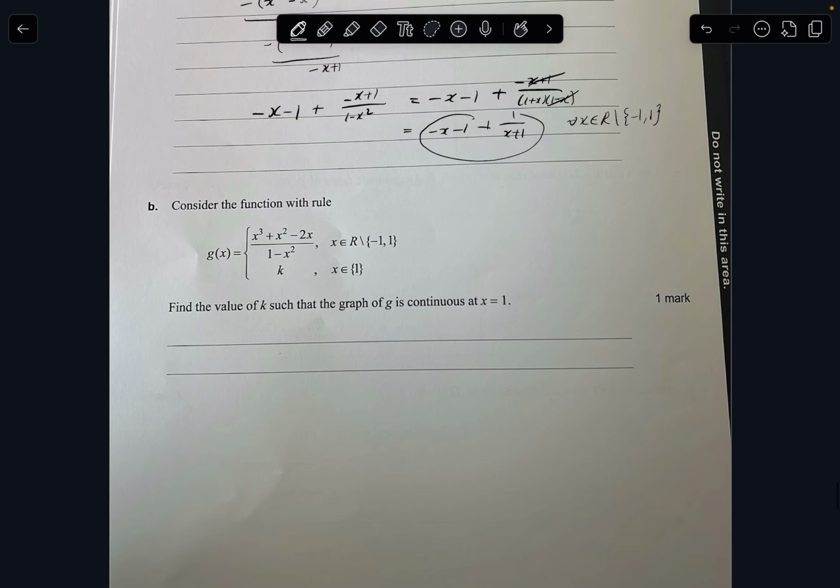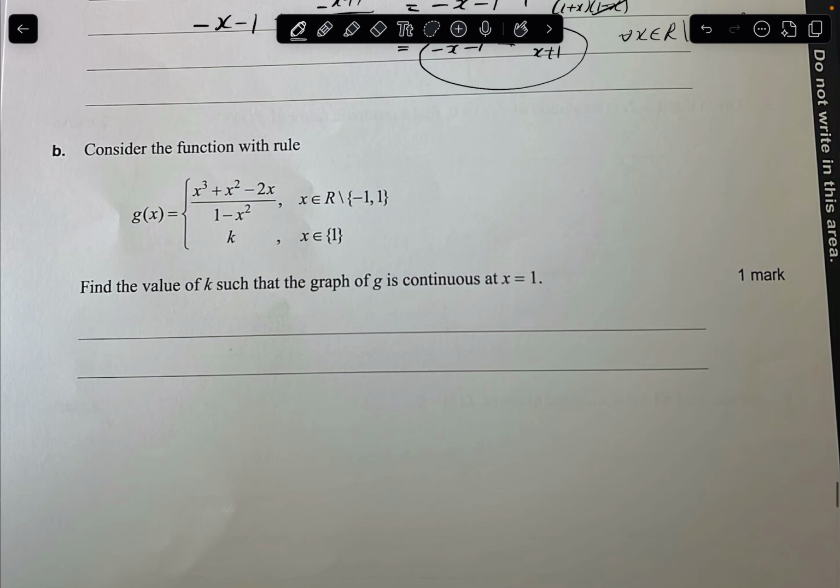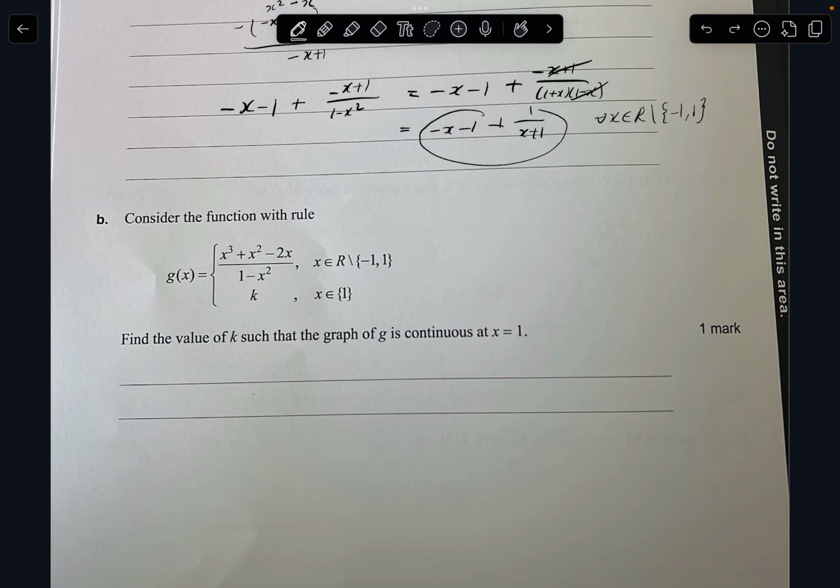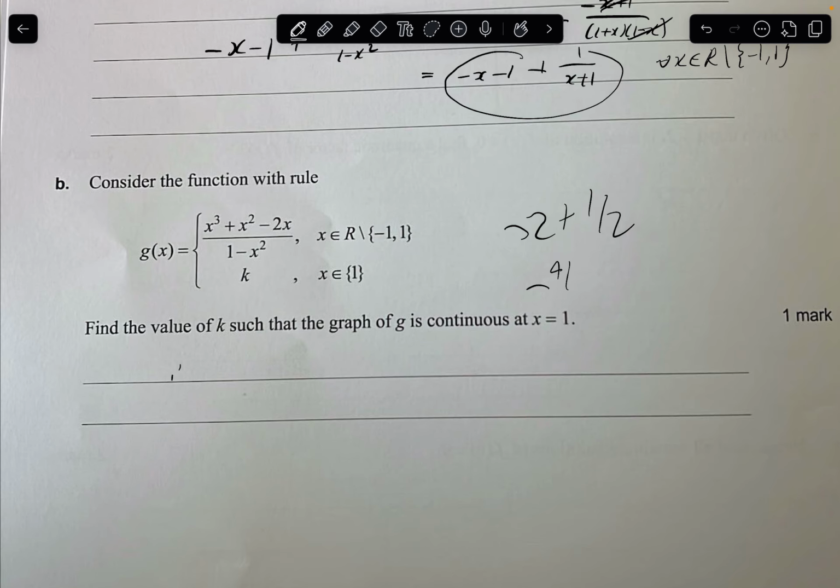Okay. Consider the function with that rule. Find the value of k such that the graph is continuous at x equals 1. So we know that now it's the same thing. We just need to find the limit. We don't need to show anything. So it should be negative 1 minus 1 is negative 2 plus 1 over 2. And so negative 2 plus a half is negative 4 over 2 plus a half, which is negative 3 over 2.